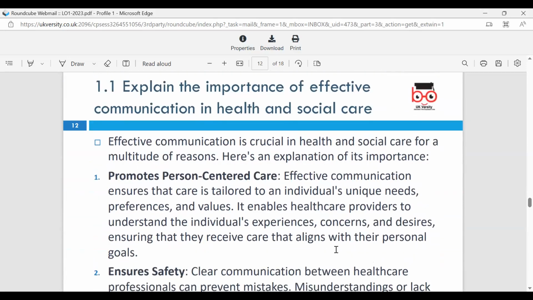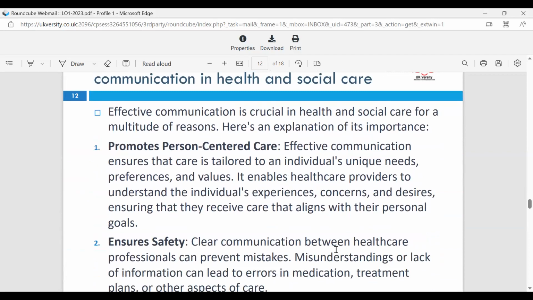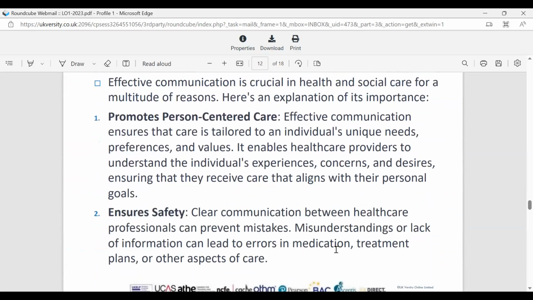1.1, explain the importance of effective communication in the health and social care profession. Effective communication is crucial in the health and care profession for a multitude of reasons. Here's an explanation of its importance. It promotes person-centered care. Effective communication ensures that care is tailored to the individual's needs, preferences and values. So it's important that you take into account the person's needs and their preferences and values.